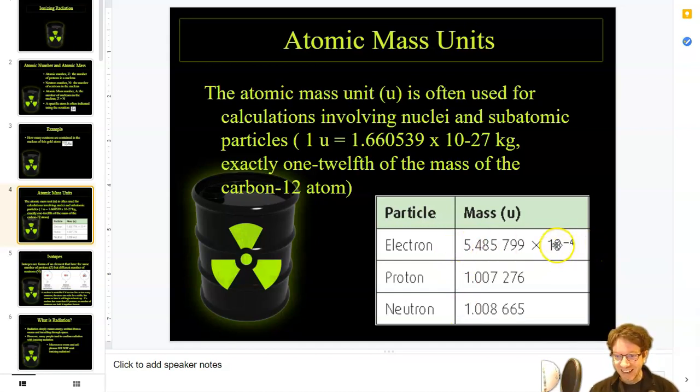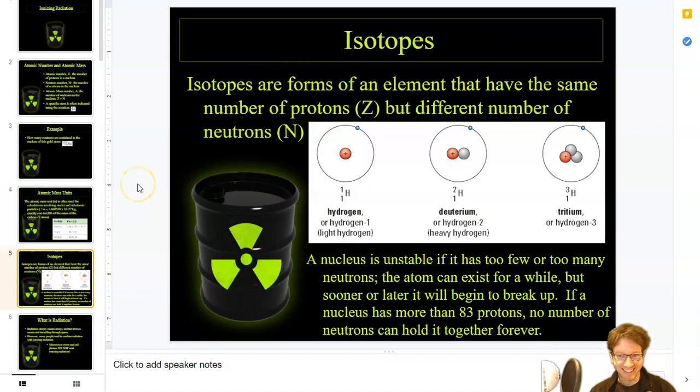Now, these are in units. We write U. 1 U is called an atomic mass unit, and it's equivalent to 1.66 times 10 to the power of minus 27 kilograms. Or it's exactly 1/12 of the mass of a carbon-12 atom. Okay, if you don't remember this from chemistry, that's okay. That's why we're going over it again.